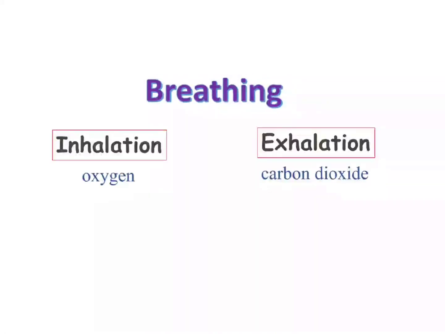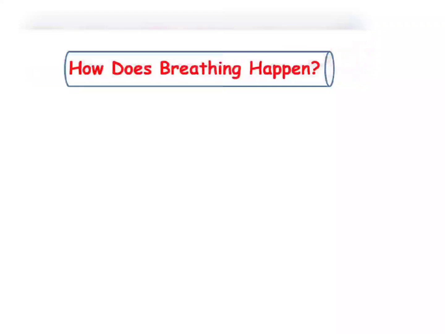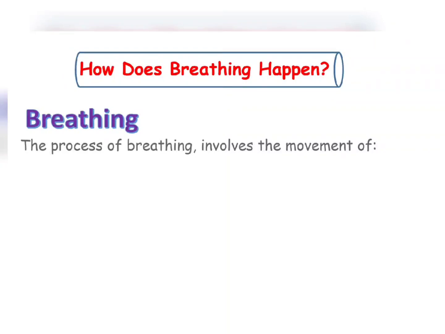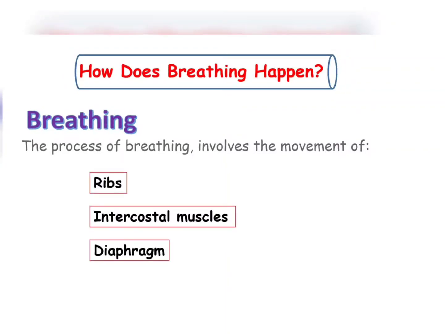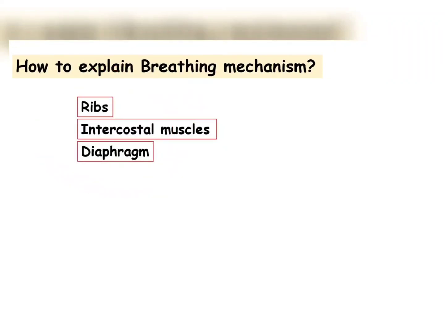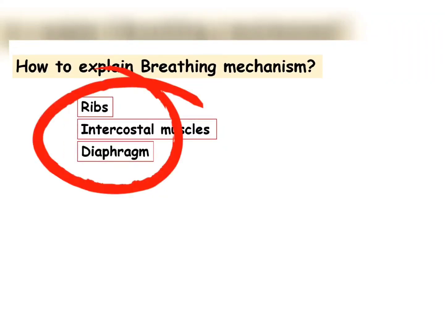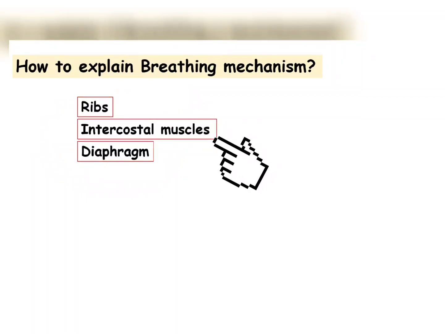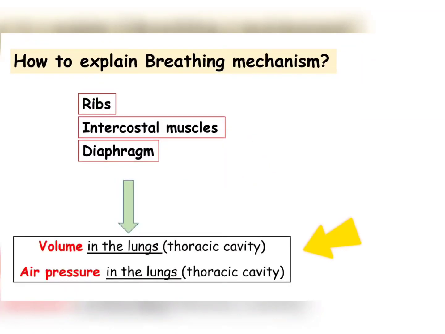The process of taking in oxygen-rich air is called inhalation, and the process of giving out air that is rich in carbon dioxide is known as exhalation. My dear students, I already mentioned that the movement of air into and out of the lungs is due to the movement of this muscle. Therefore, when you explain the breathing mechanism, you need to mention the movement of the ribs, intercostal muscles, and diaphragm, because this movement will change the volume of the thoracic cavity and the thoracic pressure.